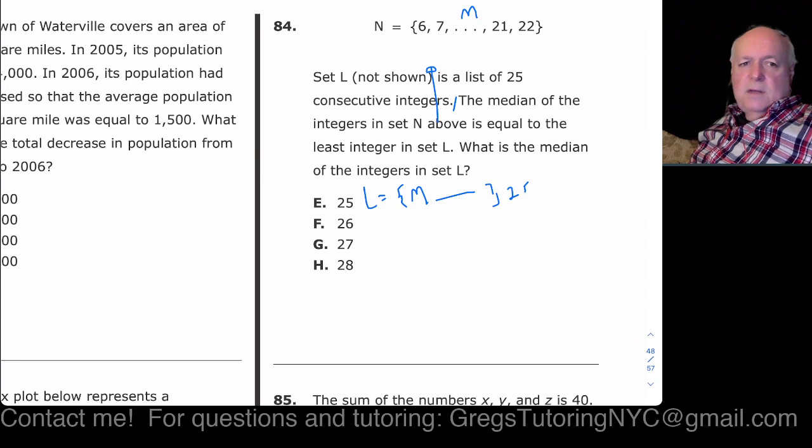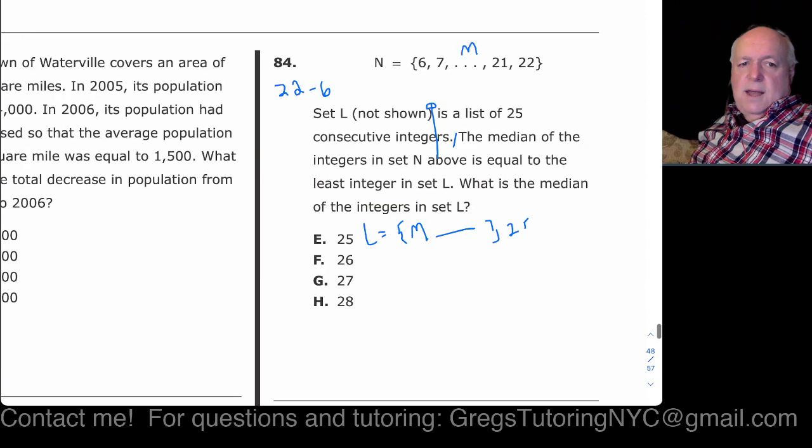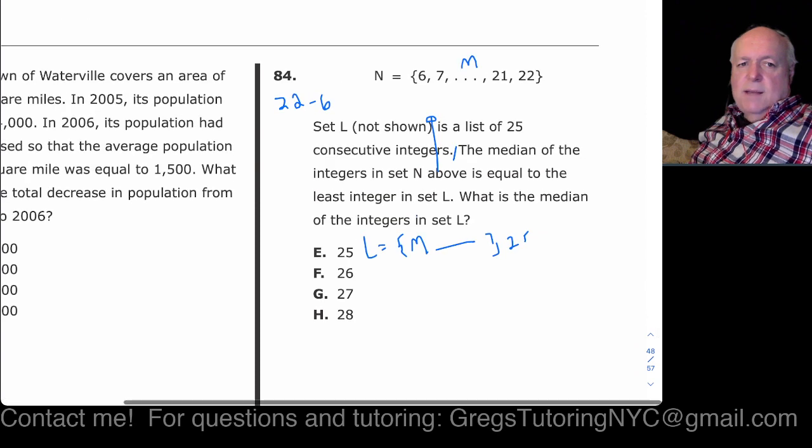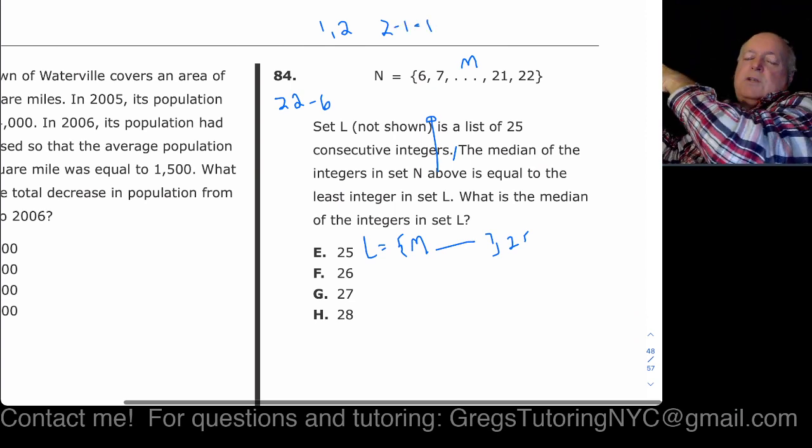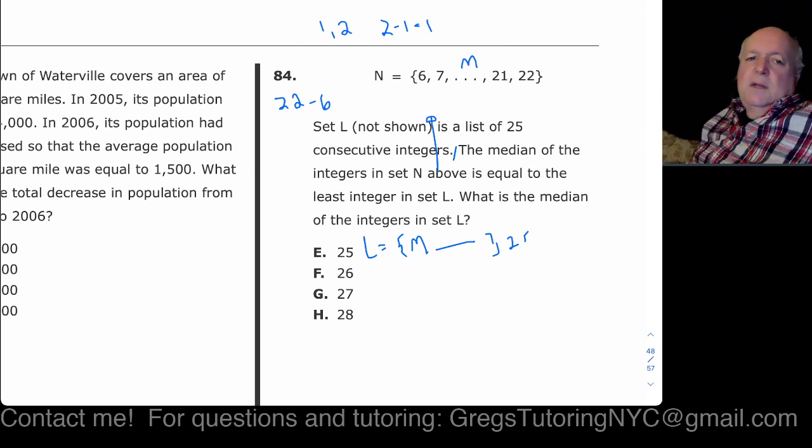So if I have 22 minus 6, and the reason I'm doing that is, for argument's sake, if I have something with 2 members, say 1 comma 2, I can get the count of that because I just do 2 minus 1, which is equal to 1. So that subtracts the 2 because they're all distributed equally and they're all consecutive. And then whatever that number is, I need to add 1 to it because there's 2 numbers here. There's 1 and 2.